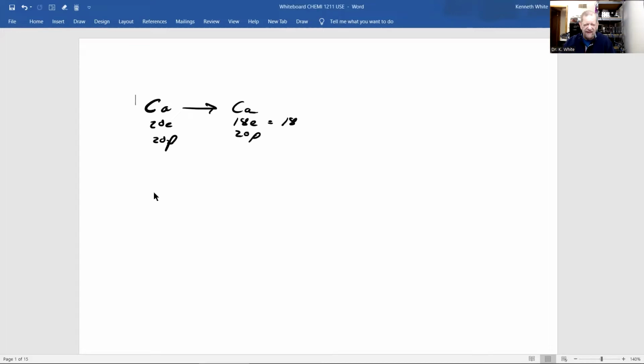Each electron has a -1 charge. Each proton has a +1 charge. Do the math. -18 plus 20. Add these together and you get a +2. But the question asks what ion is formed. So we have the chemical symbol and superscript +2. Now, this is the old way of doing it, which I still like. You can also write it, like you'll probably see in your book, 2+. Now, let's do one more.